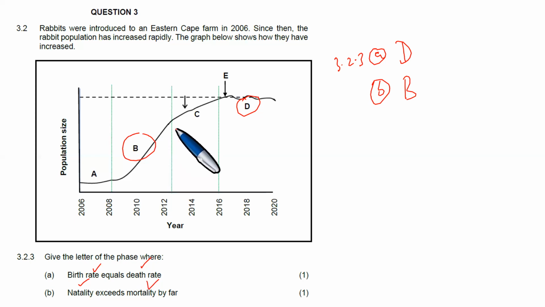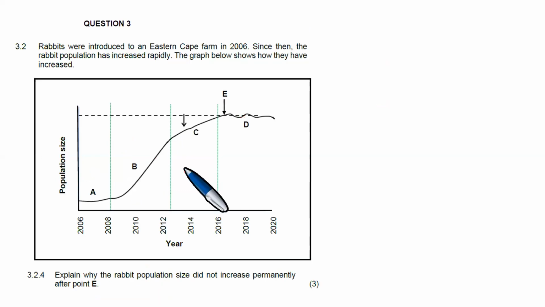Okay, right. So we continue to look at further questions on this front, and as we analyze this in detail. Right, let's look at the next question. Okay, we're still looking at this. Explain why the rabbit population size did not increase permanently after point E. After point E, why did it not increase and suddenly it was fluctuating? You need to explain why the rabbit population size did not increase. Why suddenly was there stagnation? It was fluctuating.